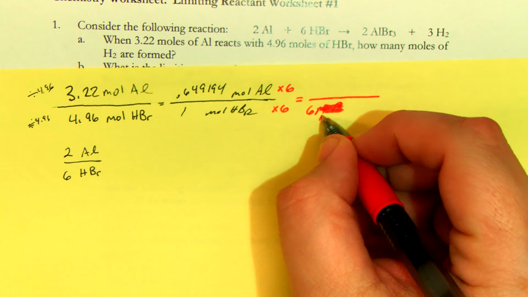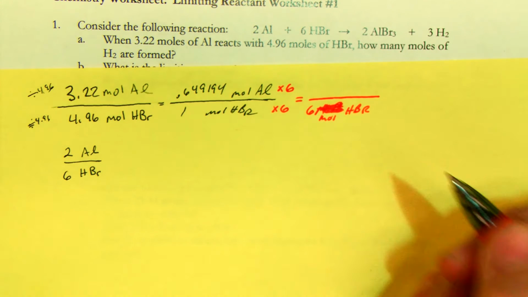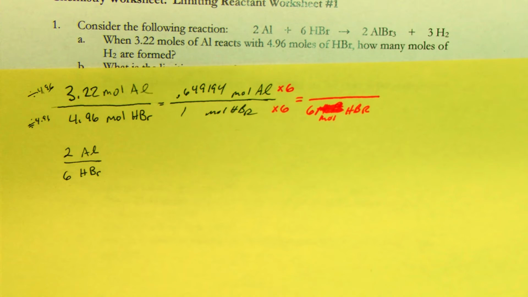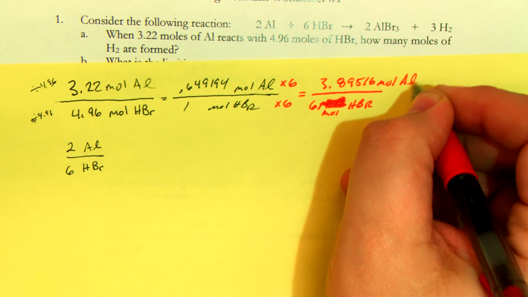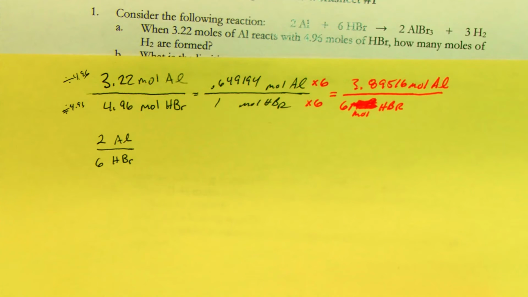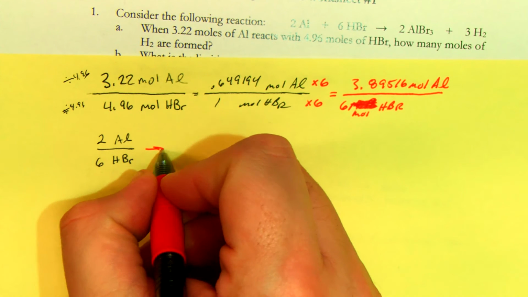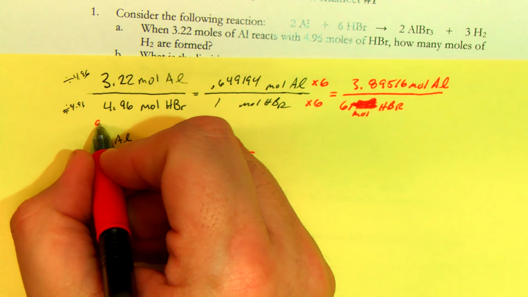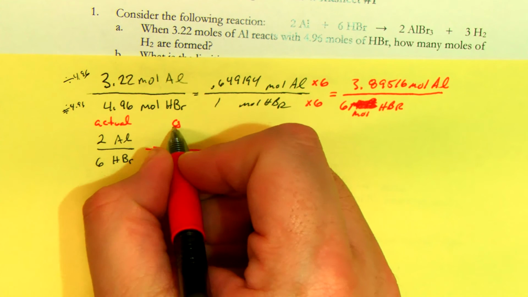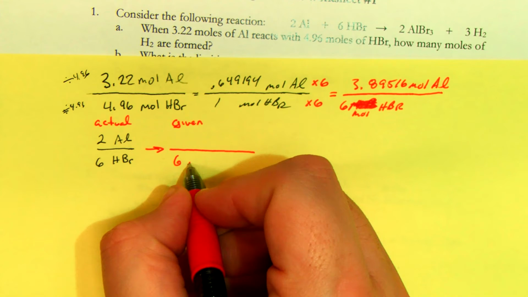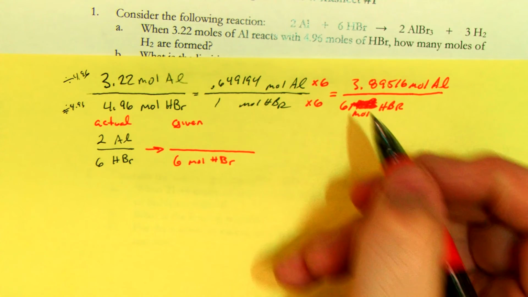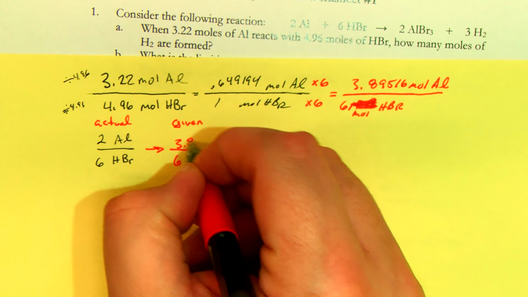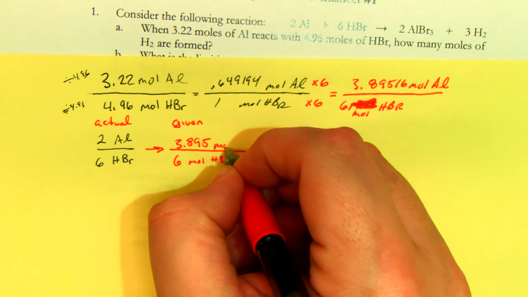So this is going to give me 6 moles of HBr, and then I'll take the top, I'll get 3.89516 moles of aluminum. Now, I need to compare. This is the actual, and this is the given. The given will give me 6 moles of HBr, but it also gives me 3.895 moles of aluminum.